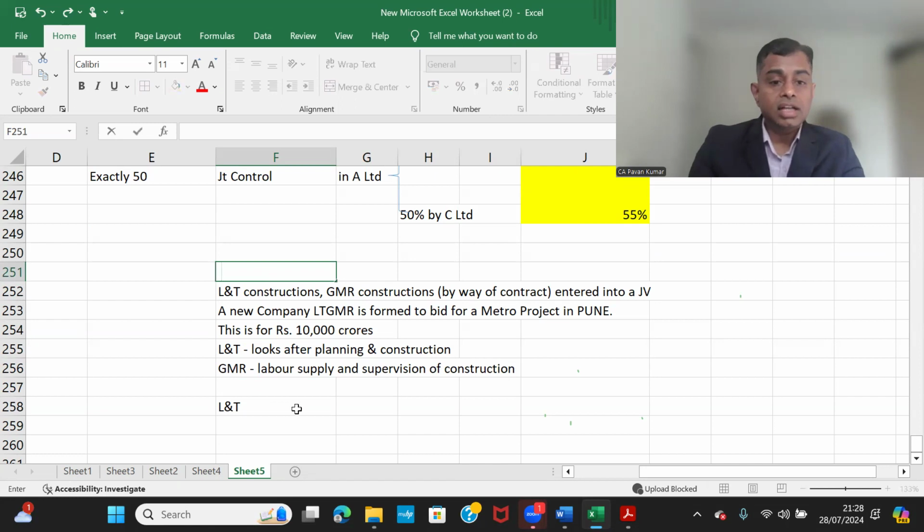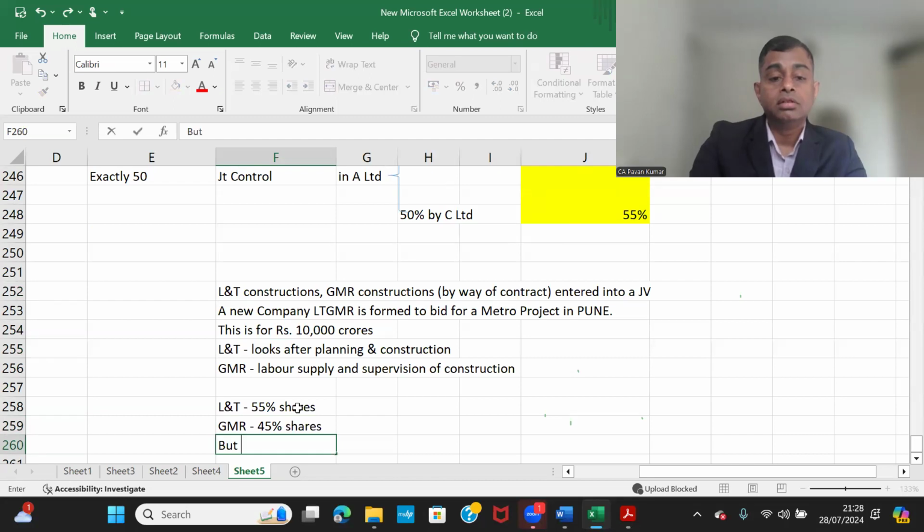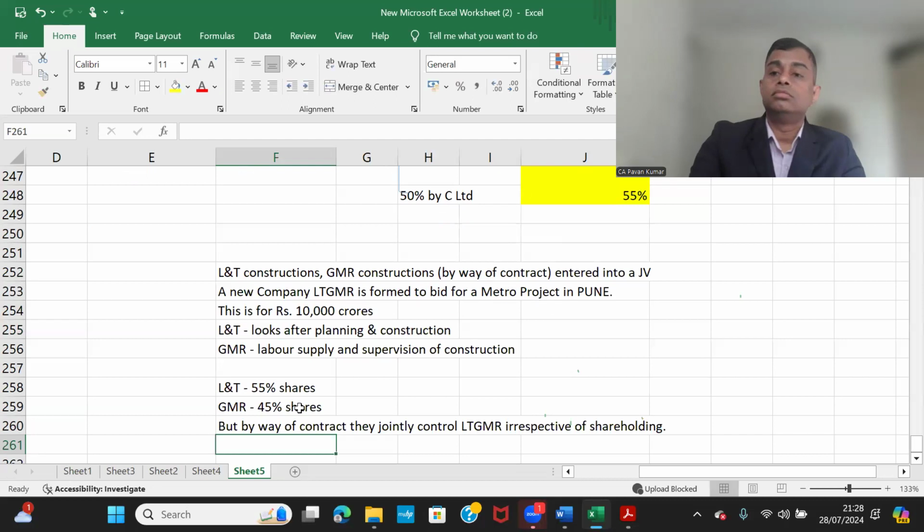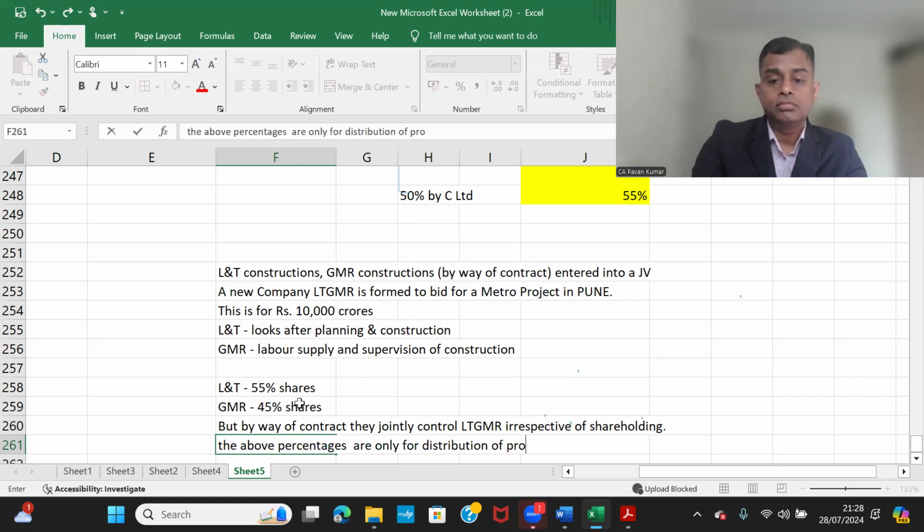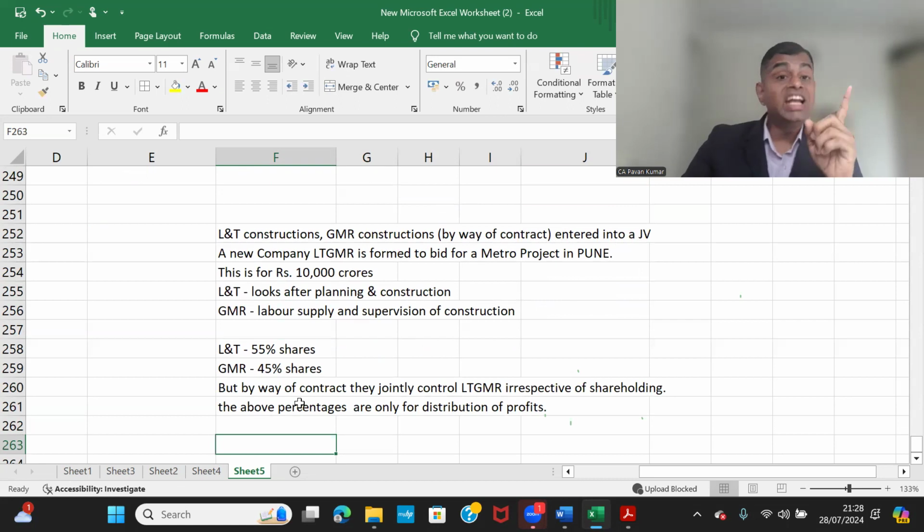L&T has 55% shares. GMR has 45% shares. But by way of contract, they jointly control LTGMR irrespective of shareholding. The above percentages are only for distribution of profits. It is not to exercise control. They are not for voting rights. Voting rights, if 100 rights are there, L&T has 50 rights, GMR has 50 rights. But shareholding, if you see, L&T has 55%, GMR 45%. So these percentages will be only for distribution of profits, not for making decisions.